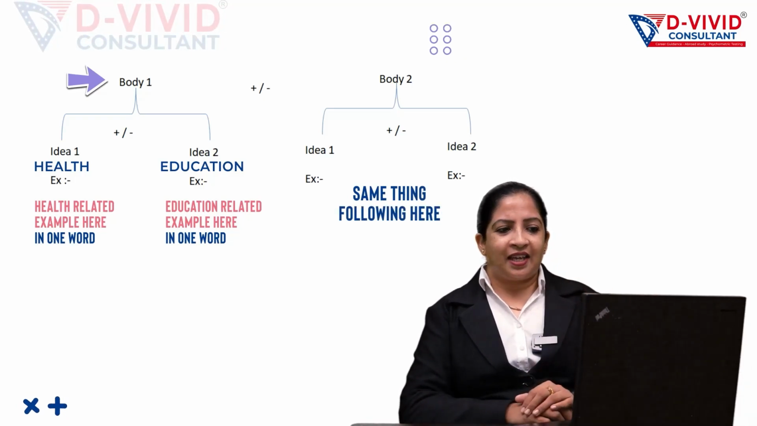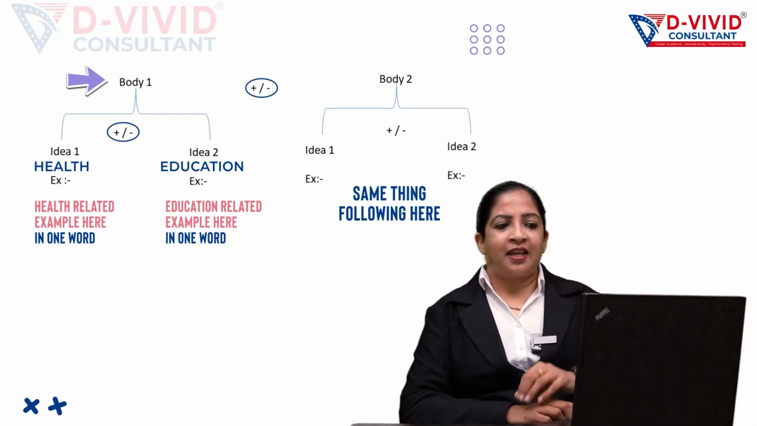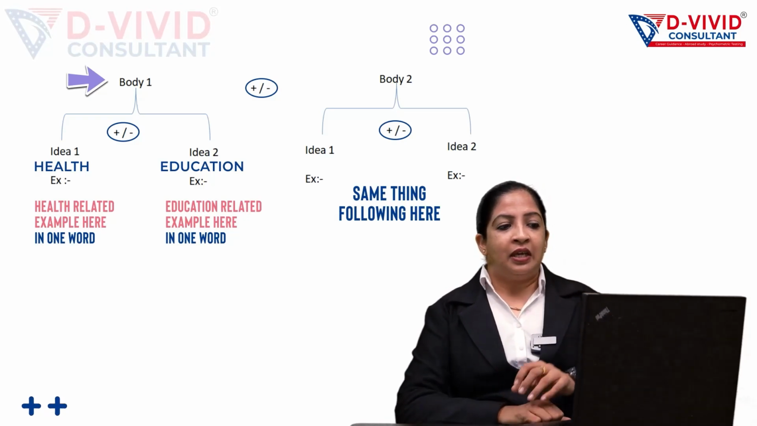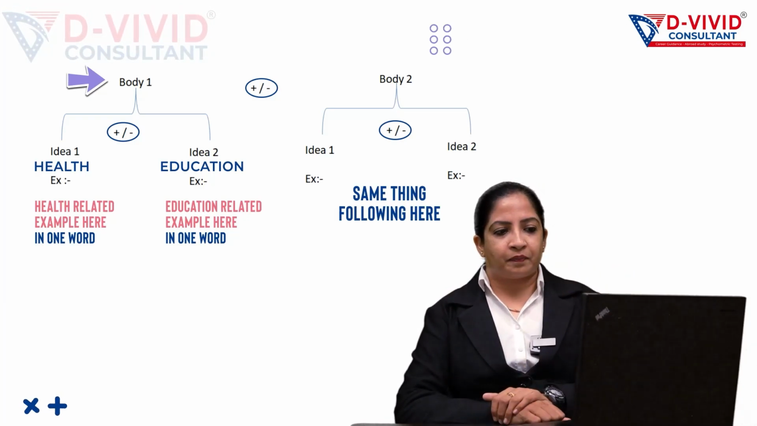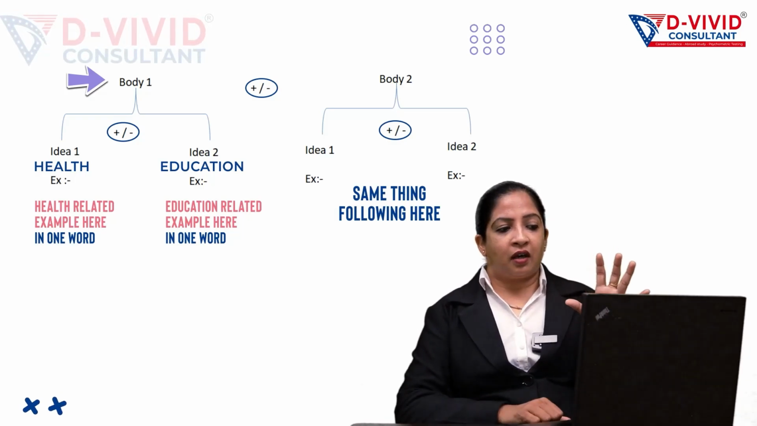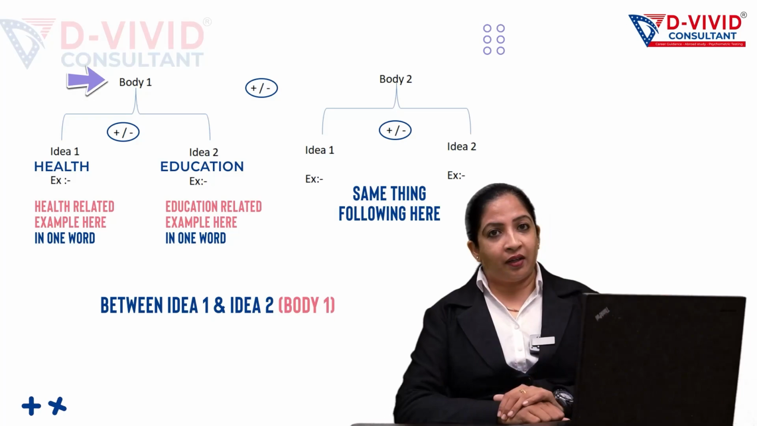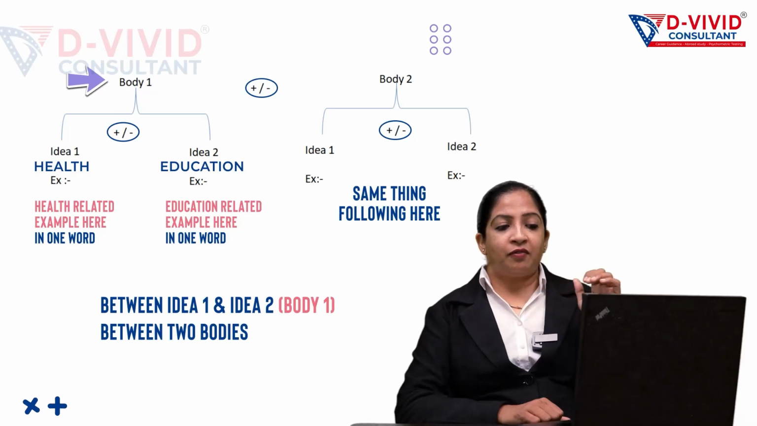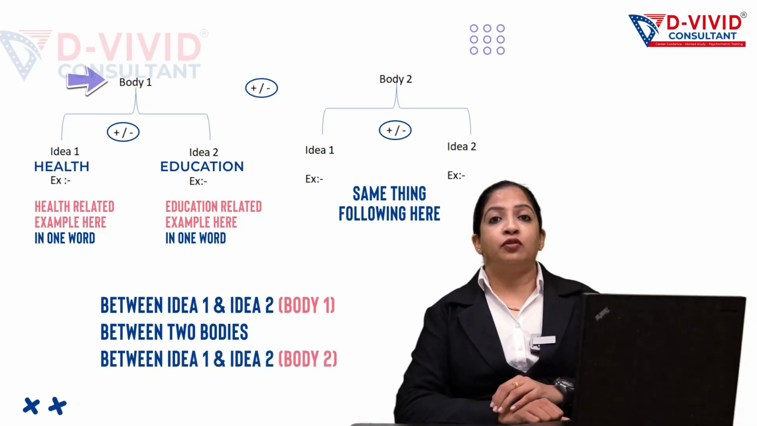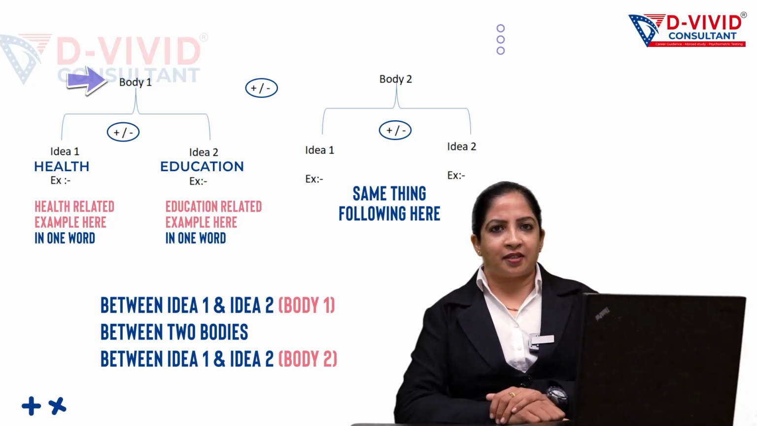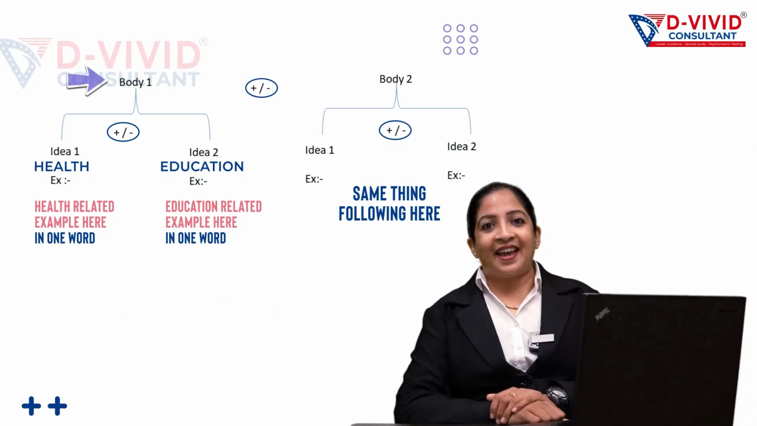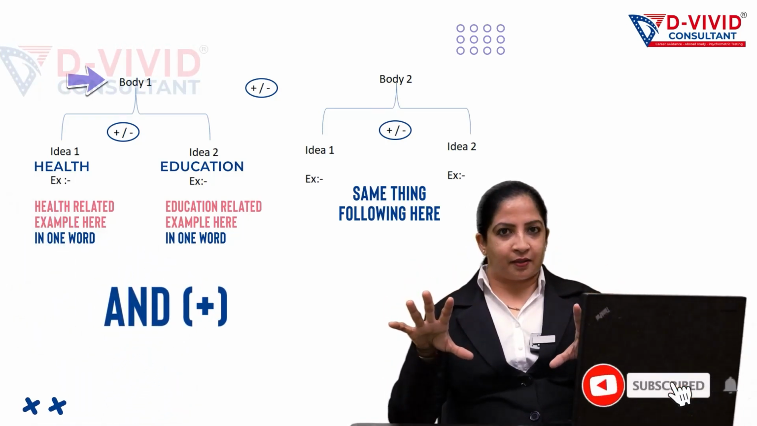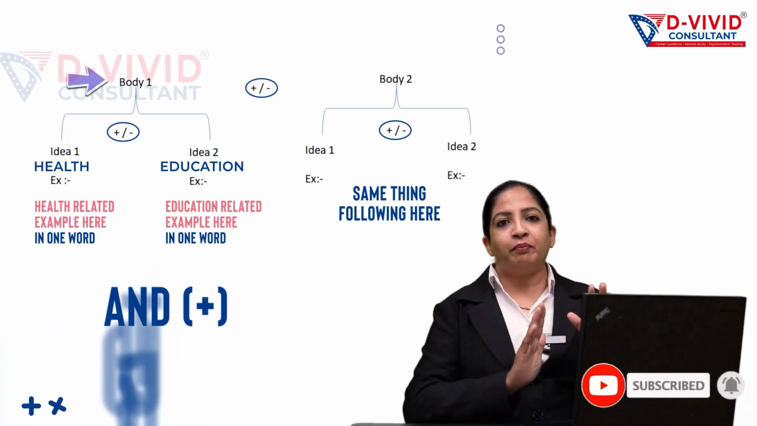Now if you closely see, I have written plus and minuses at 3 places, which means you have to develop a strong connectivity at 3 different places. First is between the idea 1 and idea 2 of body 1, second between the two bodies, and third between the first and second idea of the body 2. Now what are these plus and minuses? If I want to say and, I can represent and with plus and I'll represent but with minus.